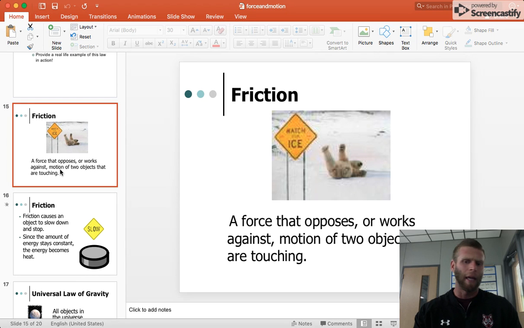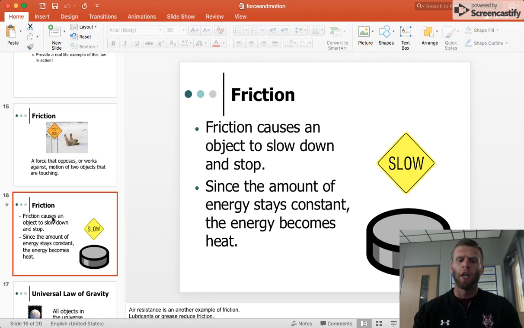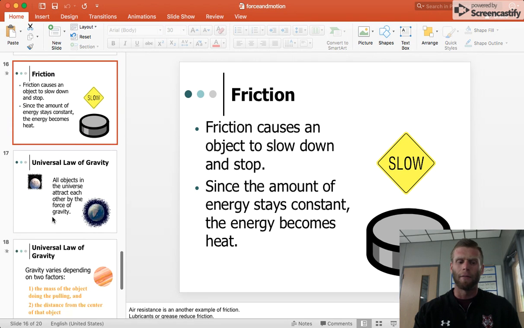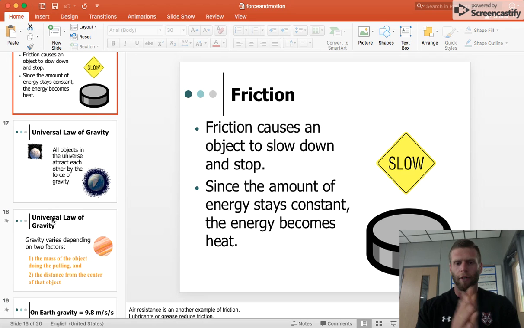All right, just to recap on friction, we mentioned it earlier. As we see that polar bear not watching out for the ice, as the sign reads, friction is a force that opposes or works against the motion of two objects that are touching. Friction causes an object to slow down and eventually stop. Since the amount of energy stays constant, the energy becomes heat. Friction creates heat.